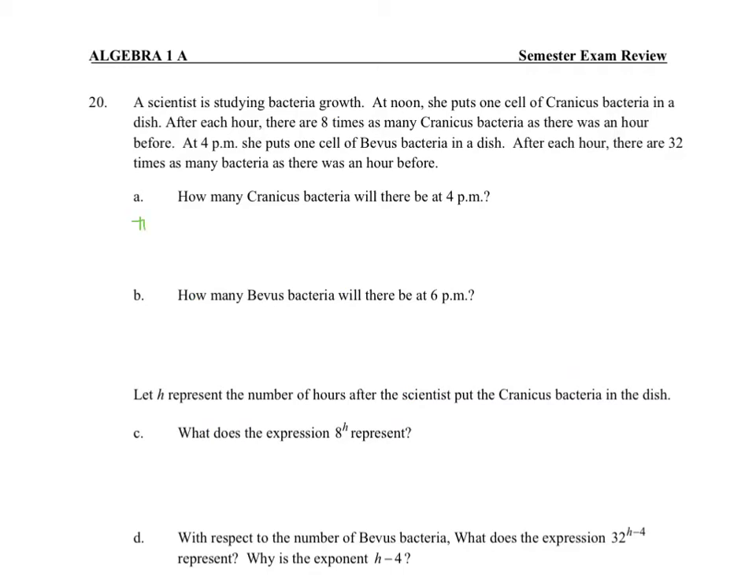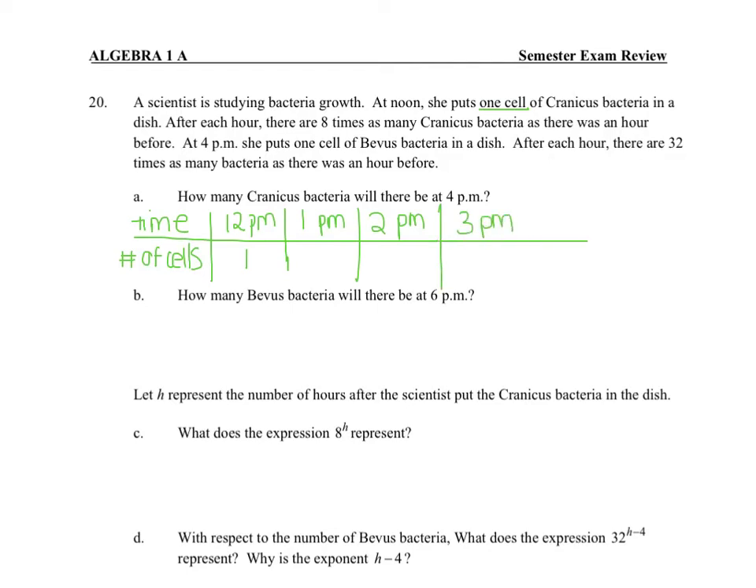So if we're dealing with time and number of cells, we saw that at noon, so 12 p.m., there was one cell. After each hour, there are 8 times as many. So we're doing 1 p.m., 2 p.m., 3 p.m., and 4 p.m. So we know that we are multiplying by 8, and 1 times 8 is 8. Multiplying by 8, and 8 times 8 is 64. Multiplying by 8, and 64 times 8 is 512. And multiplying by 8, and we get 4,096.